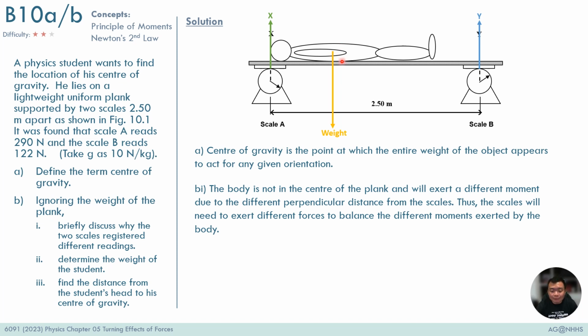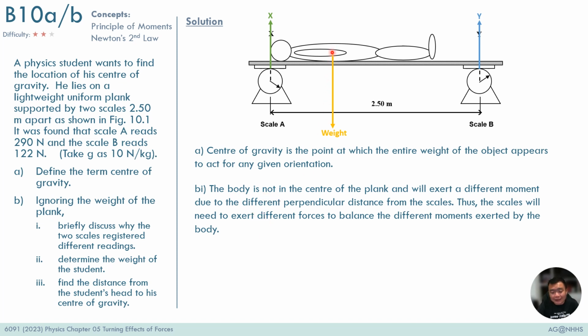So you can see very clearly that if you take this point as a pivot, the distances on the left and on the right are different, and that is exactly what I'm trying to say here, that the perpendicular distances are different because the person did not lie in the middle of the plank. So this will result in a different value of forces for X and Y, so as to make the moments balance. Okay, so this is how we can answer this question using a moments perspective.